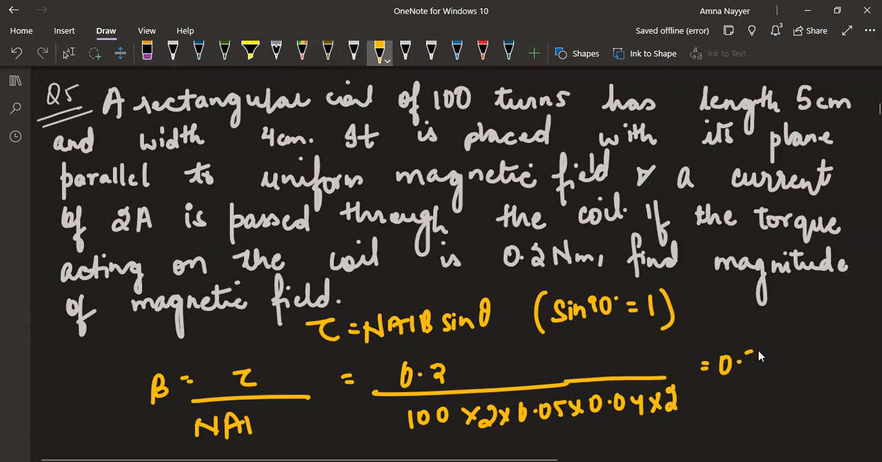So once you solve this, you will get 0.5 Tesla. Correct, class. One more question, let's practice. Then we'll complete moving coil galvanometer and move to the next chapter of magnetics.